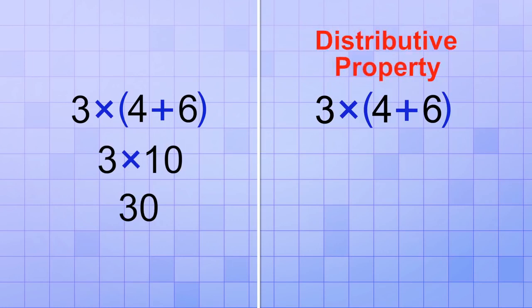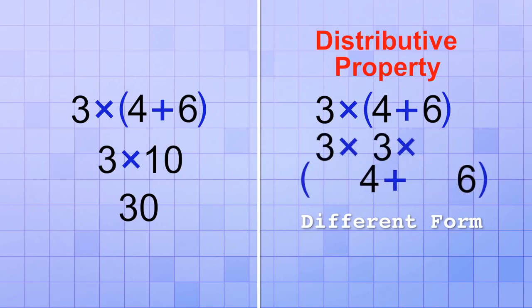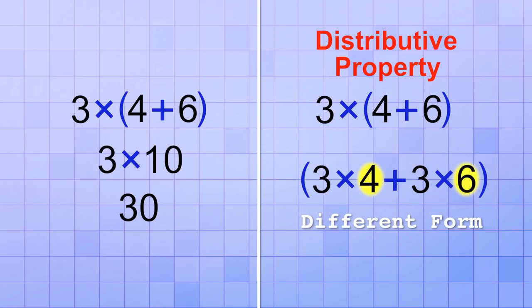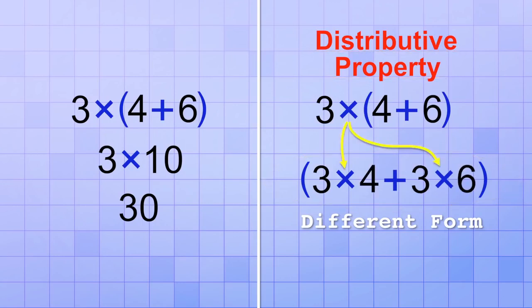Now, let's use the distributive property. The distributive property allows us to change this expression into a different form. Instead of multiplying 3 by the whole group at once, we can distribute that factor of 3 and multiply it by each member of the group individually. That means we'll make a copy of the 3 times for each member of the group, the 4 and the 6. So after applying the distributive property, our expression looks like this: 3 times 4 plus 3 times 6. Because we distributed the multiplication to each member of the group, the group isn't needed anymore, so the parentheses can go away.